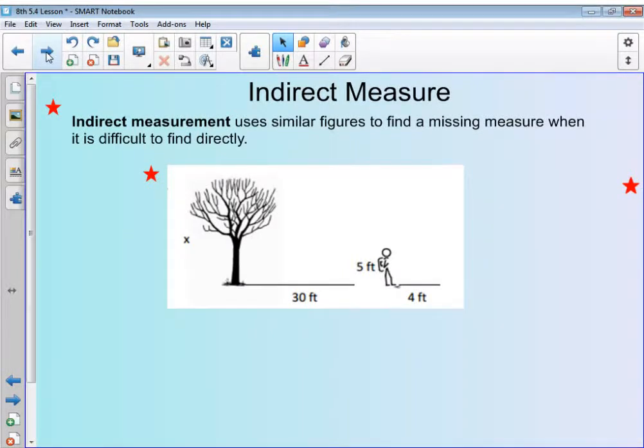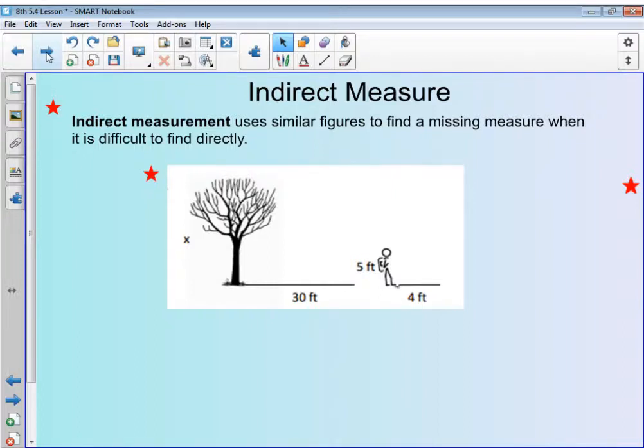Okay, so indirect measure is working with a little bit of geometry. We're going to actually be working with proportions, and we have done something similar to this before. But indirect measure is using similar figures to find a missing measure when it's difficult to find a direct measure. This is sometimes used like if I wanted to find, for example, here, the height of that tree.